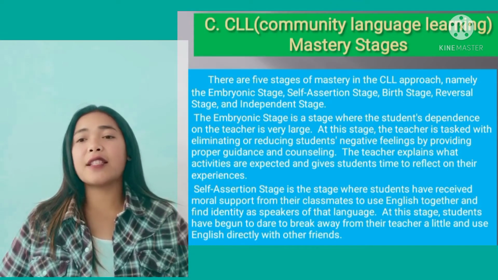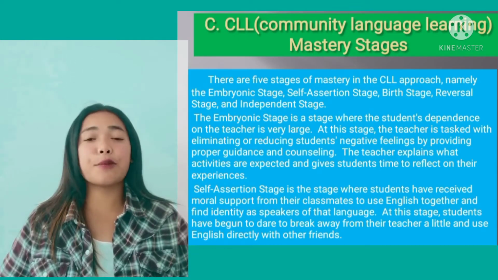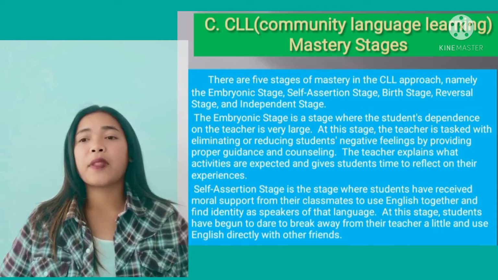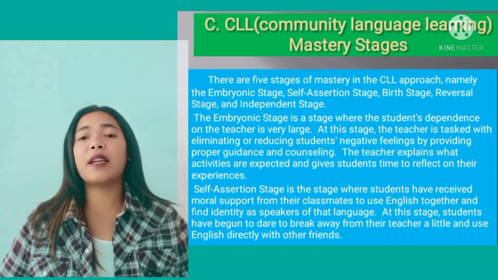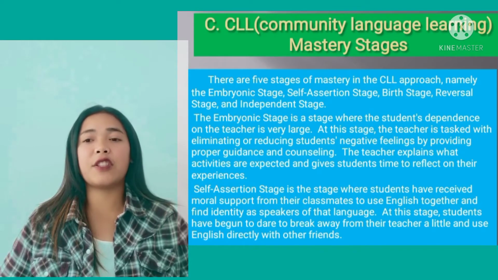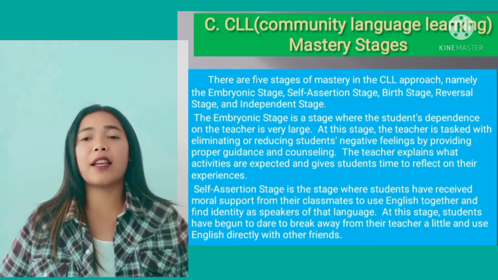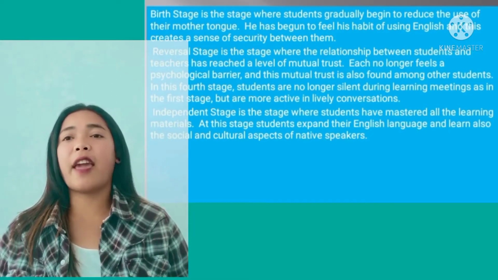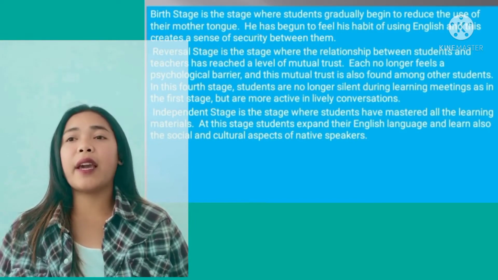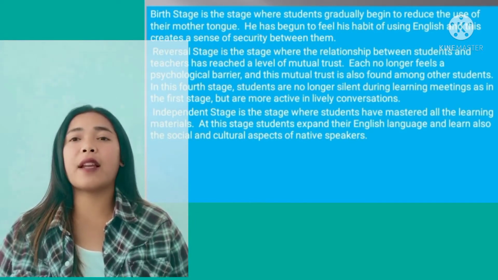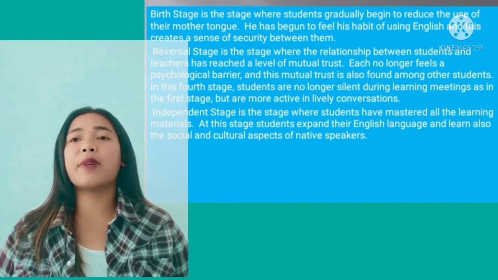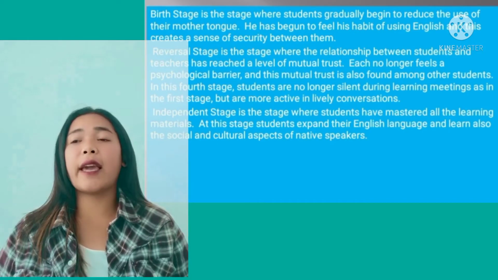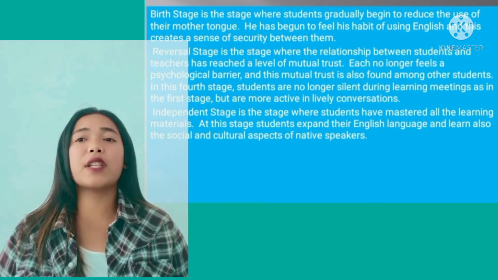The self-assertion stage is the stage where students have received moral support from their classmates to use English together and identify native speakers of that language. At this stage, students have begun to dare to break away from their teacher a little and use English directly with other friends. And then the birth stage. This is the stage where students gradually begin to reduce the use of their mother tongue. They have begun to feel their habit of using English, and this creates a sense of security.